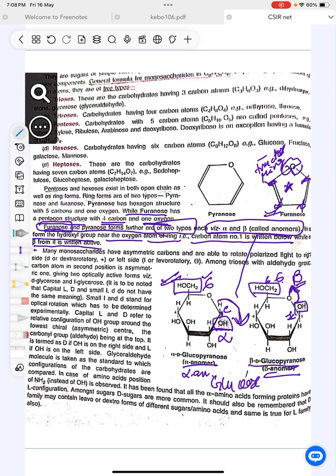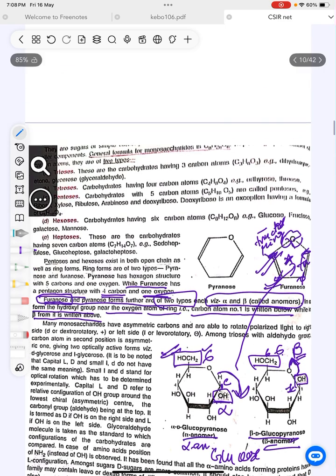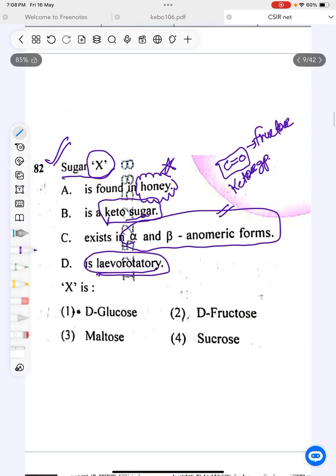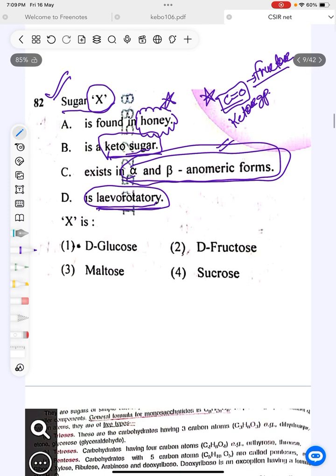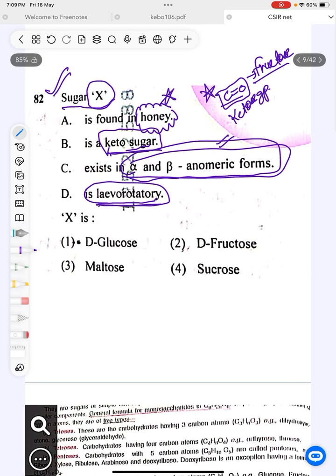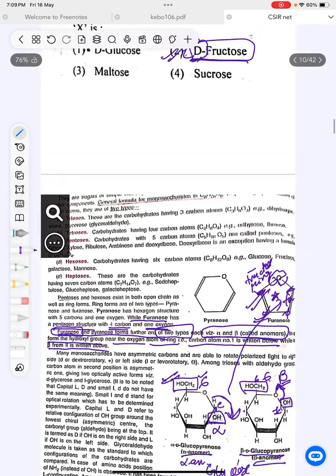A similar condition is found in fructose. In fructose, this type of ring is found, so yes, it exists in alpha and beta anomeric forms. It is a ketose sugar. This functional group is found in the fructose structure, and it is levorotatory. So the answer is D, fructose. In nature, it is found in the D form. That's why D-fructose.